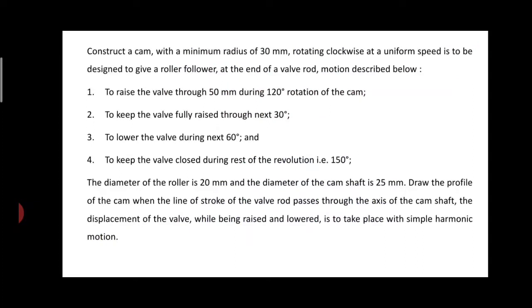Construct a cam with a minimum radius of 30 mm, rotating clockwise at a uniform speed, to be designed to give a roller follower at the end of the valve rod the motion described below. Number 1, to raise the valve by 50 mm during 120-degree rotation of the cam. Second, to keep the valve fully raised through the next 30 degrees. To lower the valve during the next 60 degrees. And to keep the valve closed during the rest of the revolution, 150 degrees.